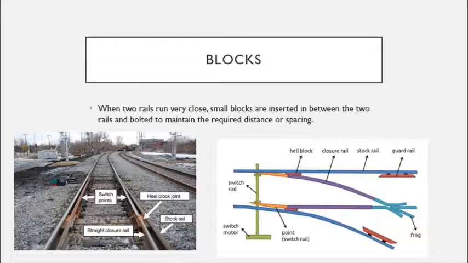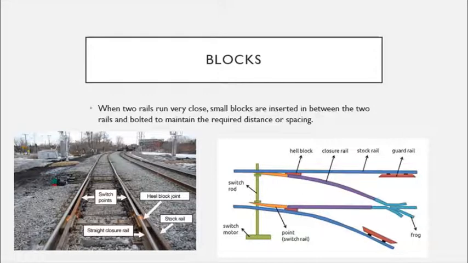The next ones are blocks. When two rails run very close, small blocks are inserted in between the two rails and bolted to maintain the required distance or spacing.